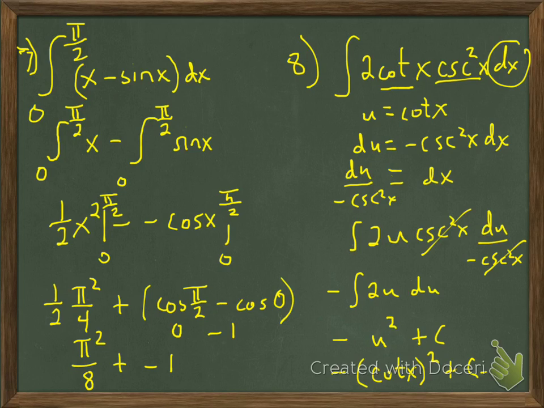Now this is a good one to check. If you took your derivative here, you would take negative times 2 cotangent of x to the 1 times the derivative of the inside, which is negative cosecant squared, which cancels out the sign.